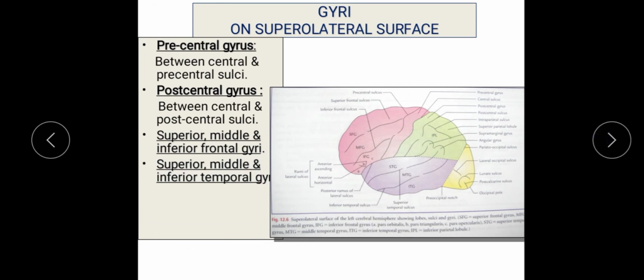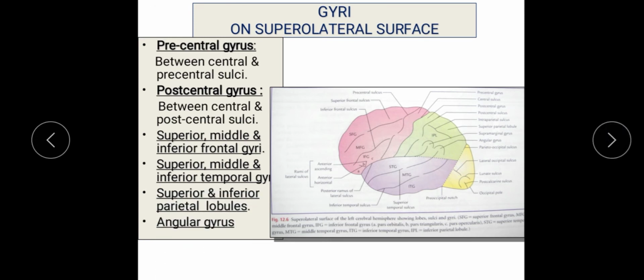Then the superior and inferior temporal gyrus. The superior temporal and inferior temporal sulcus divide the temporal lobe into superior, middle and inferior temporal gyrus. These gyri are superior, middle and inferior temporal gyrus.